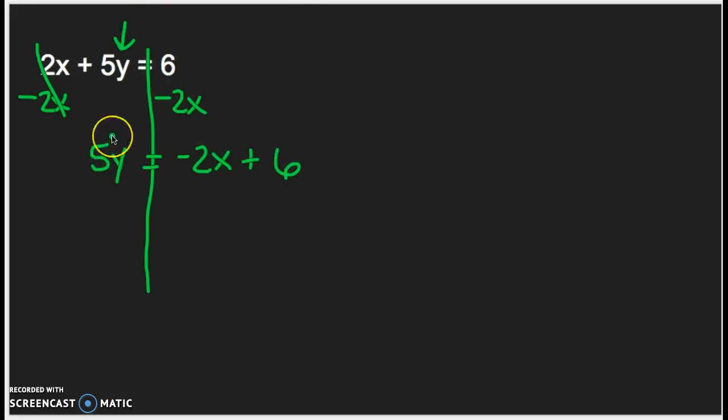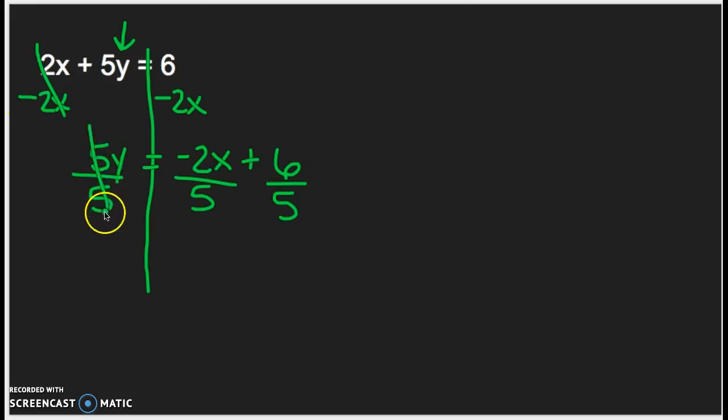Now if you notice, my y is not completely by itself yet. Right now it says 5 times y. To get rid of that 5, I need to divide by 5. I've got to do the same thing over on the other side, but whenever you do this, you're actually going to divide both of these parts by 5. You cannot just do one or the other. It's got to be both.